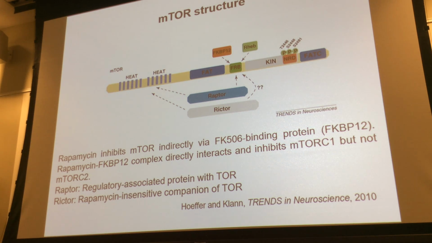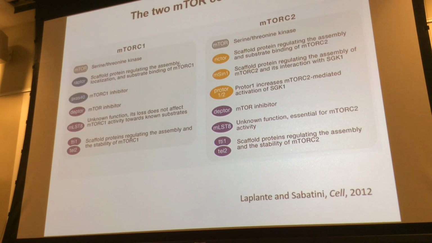But of course, as I'm going to show you in the next slides, it's not only that, but this is really the key component. And you can almost tell from the name, right? What is Rictor, for example? The R stands for rapamycin, and the I stands for insensitive. So obviously this is the key component of mTORC2. All right, so let's move on.